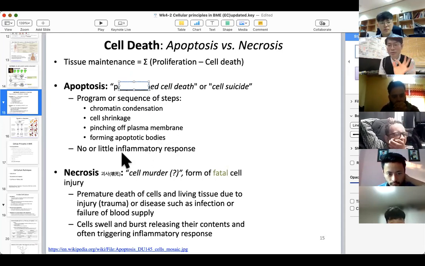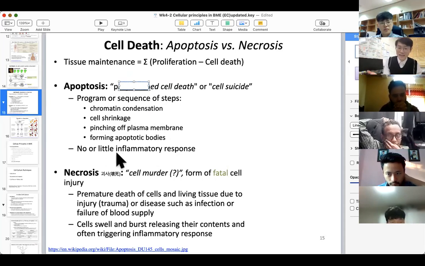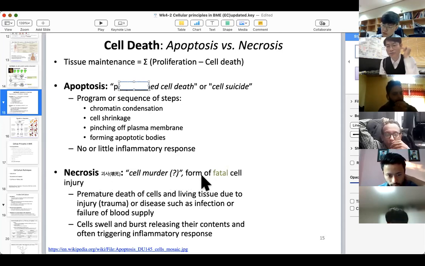And this leaves little or no inflammatory response. So it's clean death. While necrosis is like cell murder, okay? It results from fatal cell injury. So it's unexpected, okay?